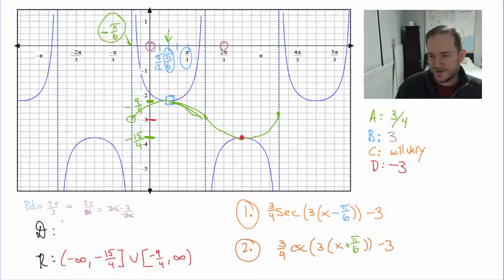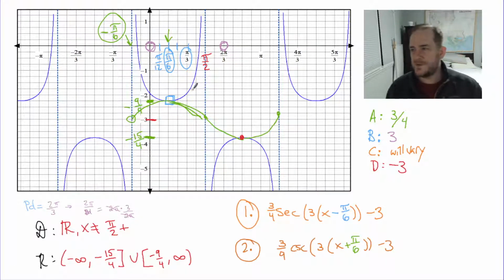Our domain is another one of these all real numbers except things. And we're still just excluding the asymptotes. So there's an asymptote right here. If we're counting by pi over 12s, then it's 1, 2, 3, 4, 5, 6. So 6 pi over 12. So this is pi over 2. This asymptote right here is at pi over 2. So we'll list that as the first asymptote, pi over 2.